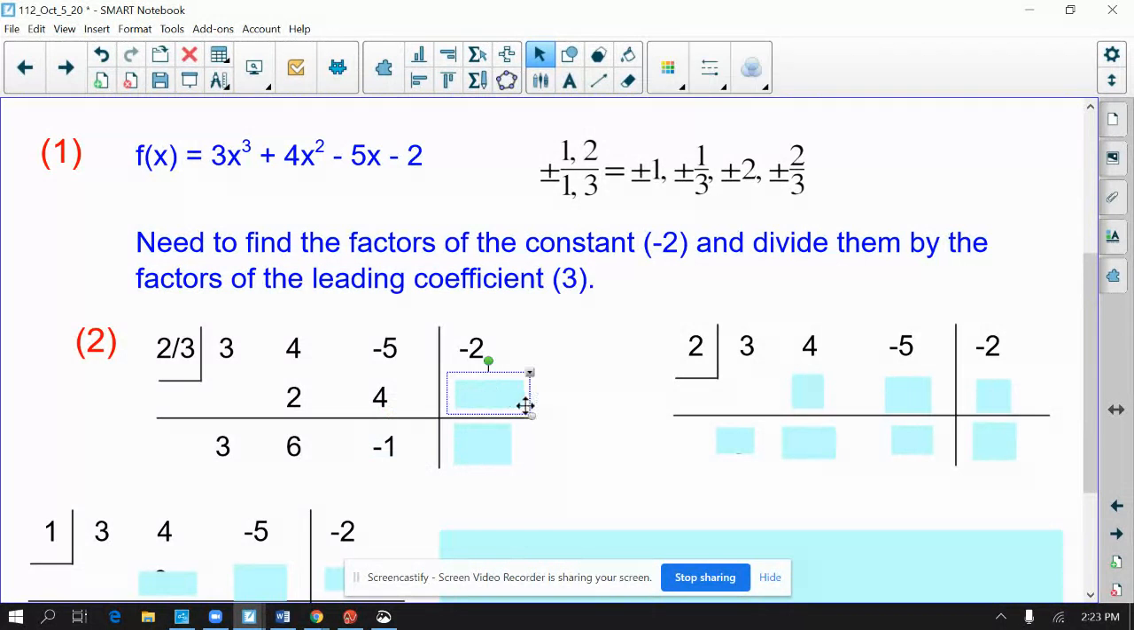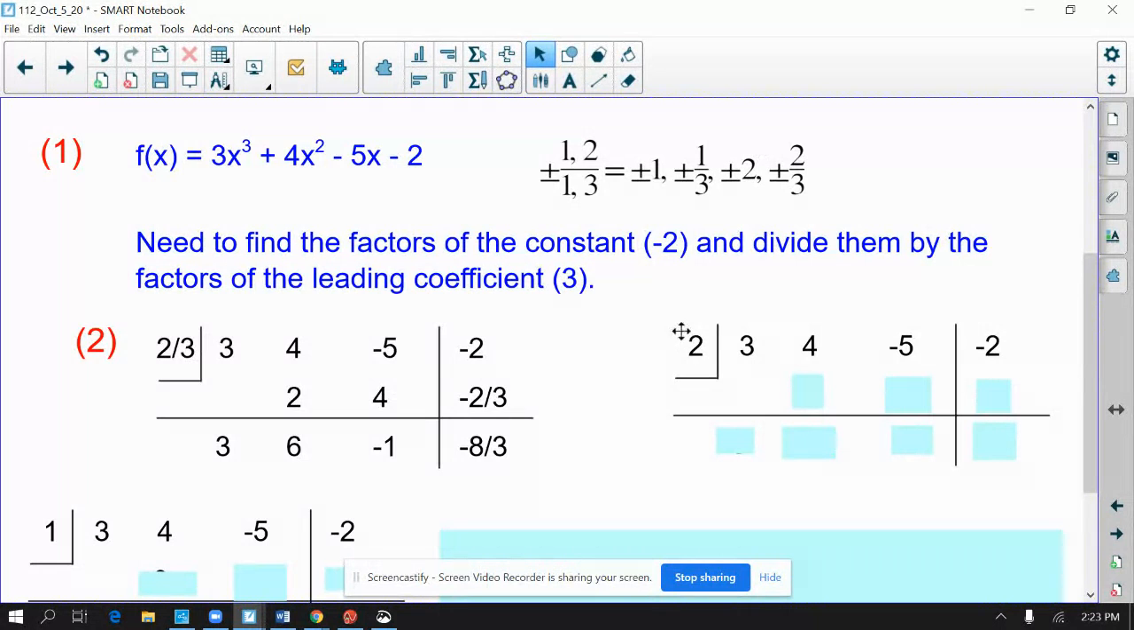2/3 times -1 is -2/3, and right away, these do not add up to 0. They add up to -8/3. So that means 2/3 is not a 0. That means that this polynomial doesn't have an x-intercept at (2/3, 0). In fact, if I plug 2/3 into here, I would get -8/3. That's the remainder theorem. So 2/3 is out, only 7 more to go.